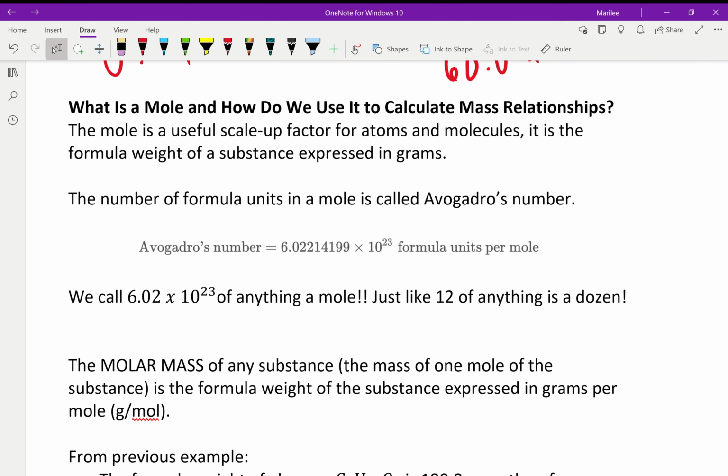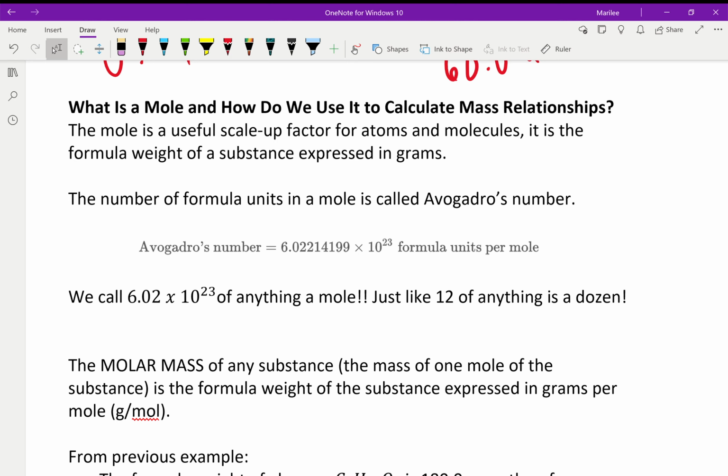What is a mole and how do we use it to calculate mass relationships? The mole is a useful scale-up factor for atoms and molecules. It is the formula weight of a substance expressed in grams. So the number of formula units in a mole is called Avogadro's number. And Avogadro's number is 6.02214199 times 10 to the 23rd power.